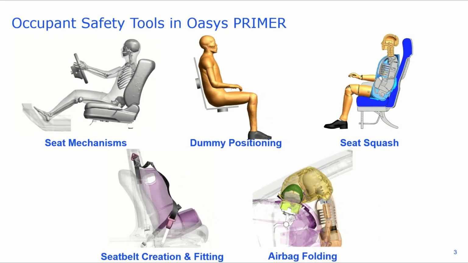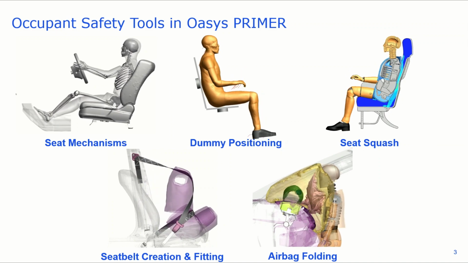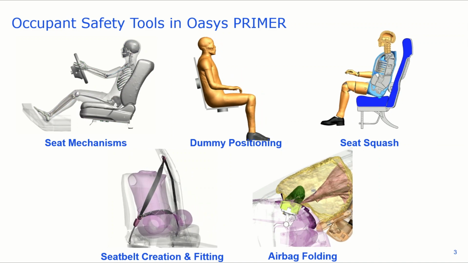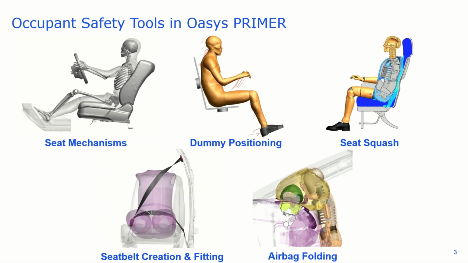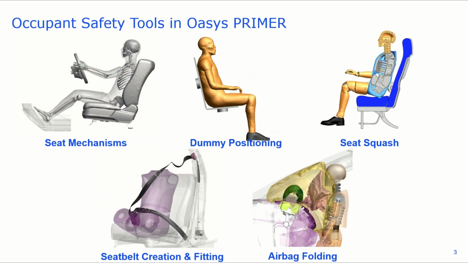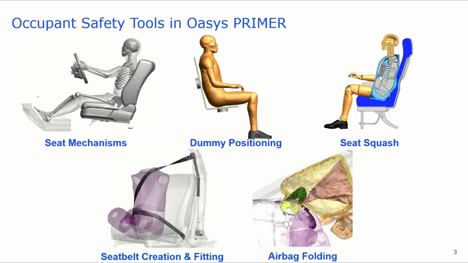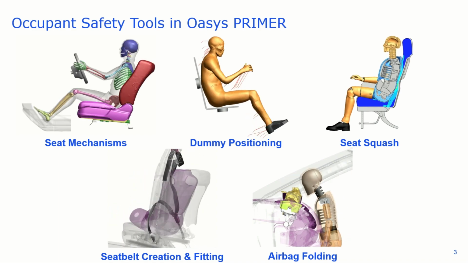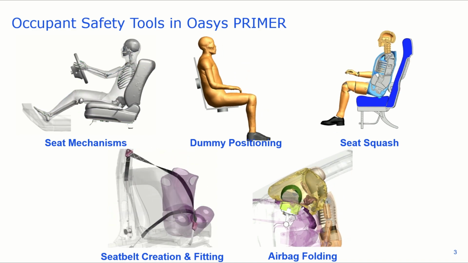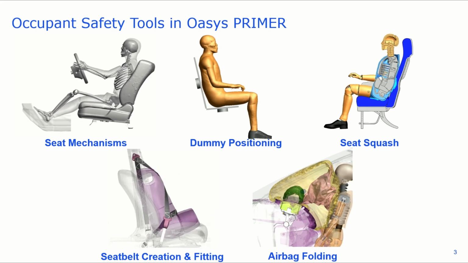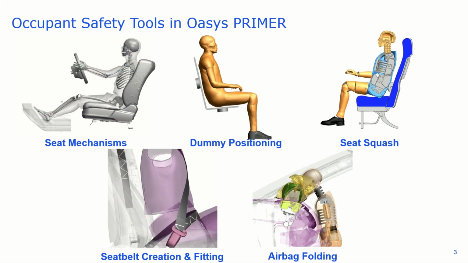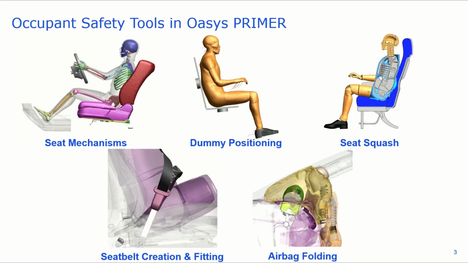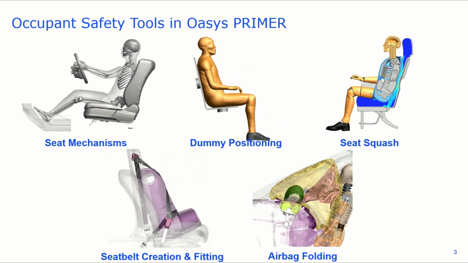So Oasys PRIMER is well equipped to help you set up all your occupant safety analysis. Below encompasses some of the tools available in Primer to streamline the occupant analysis workflows. So using the seat mechanisms defined in Primer, analysis in different seat positions can be easily altered. The dummy positioning and seat squash tool also helps you set up LS-DYNA analysis to position dummies and remove penetrations between the dummy and the seat foam.